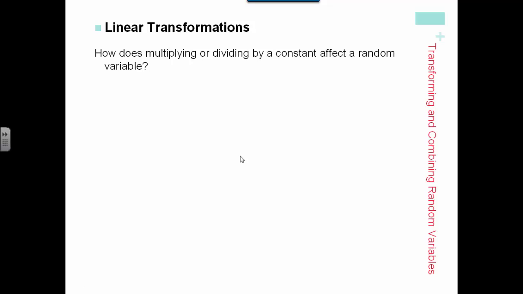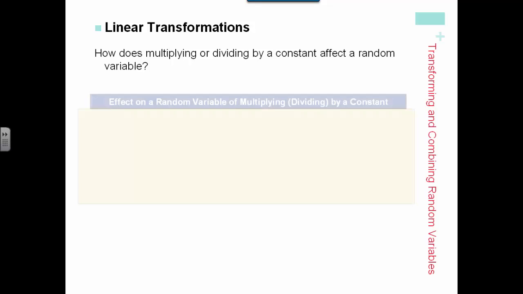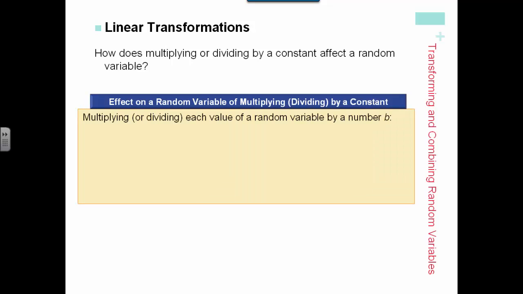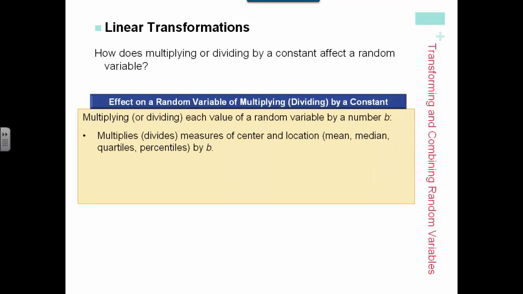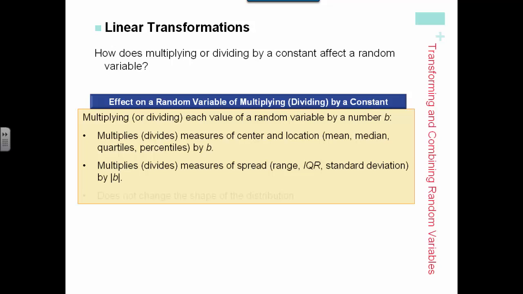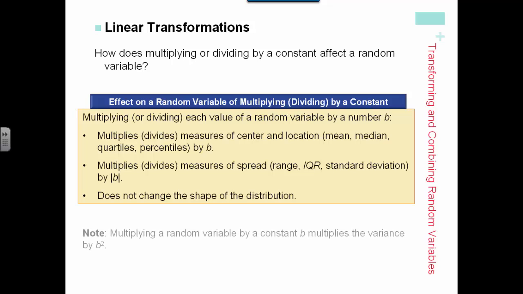How does multiplying or dividing affect a random variable? Multiplying or dividing, you multiply or divide the measures of center and location by b. It multiplies the measures of spread, range, IQR, and standard deviation by the absolute value of b. It does not change the shape of the distribution. Multiplying a random variable by a constant b multiplies the variance by b squared.